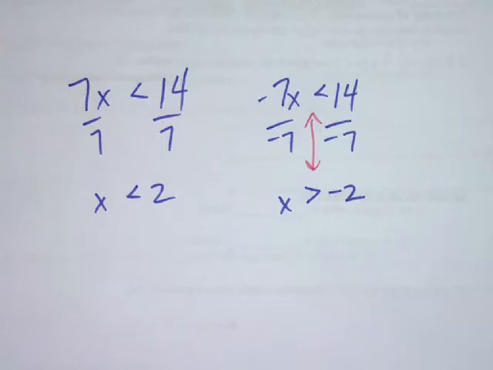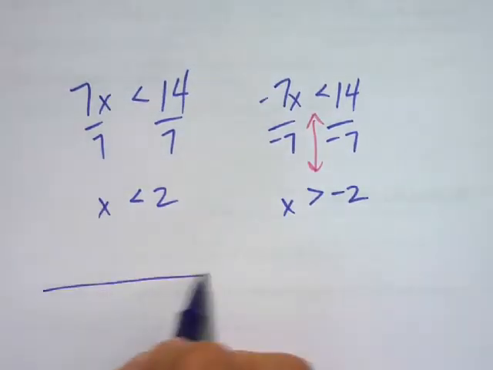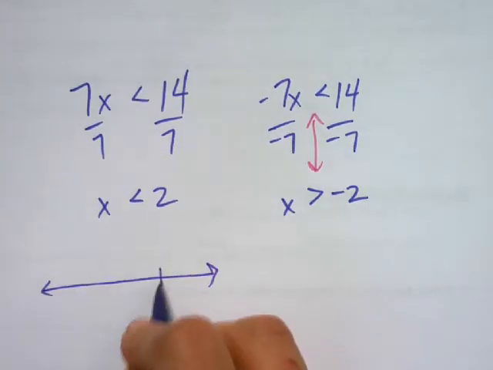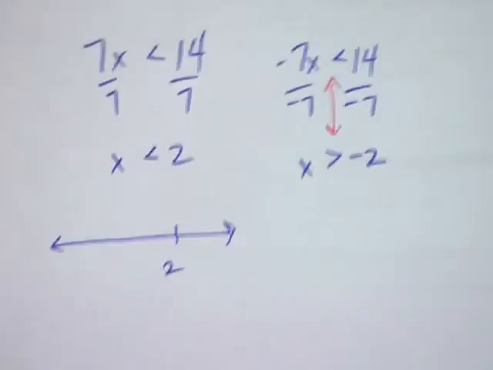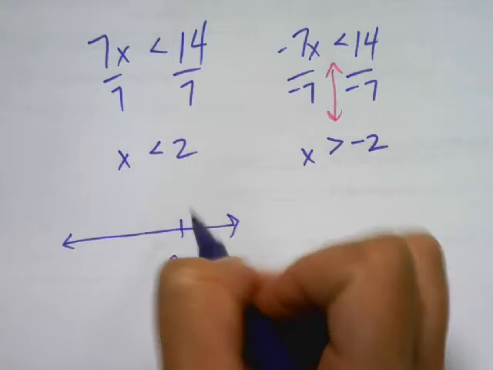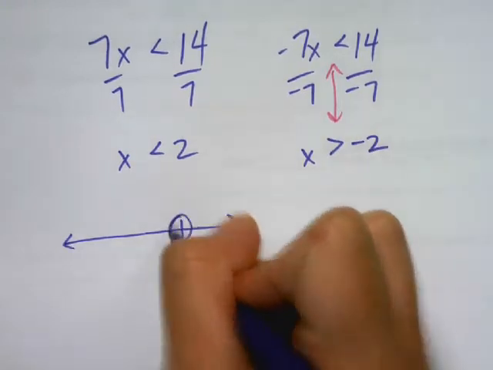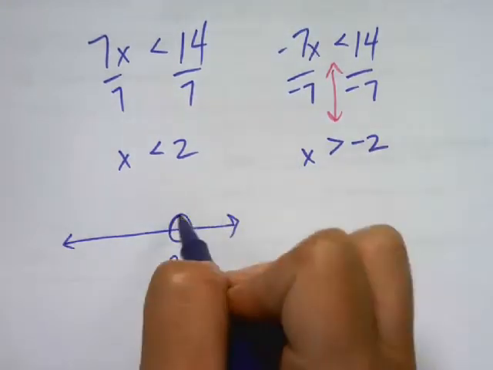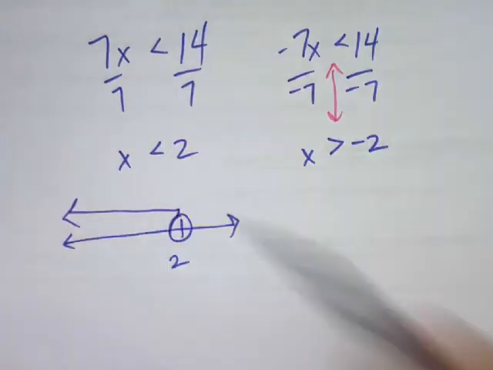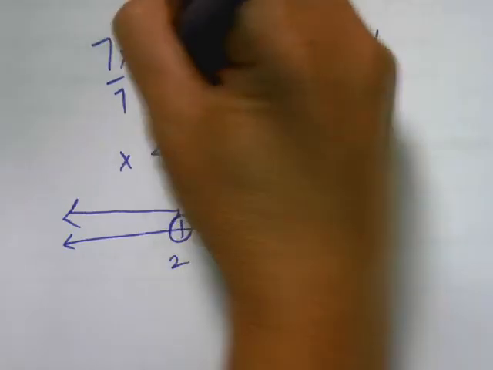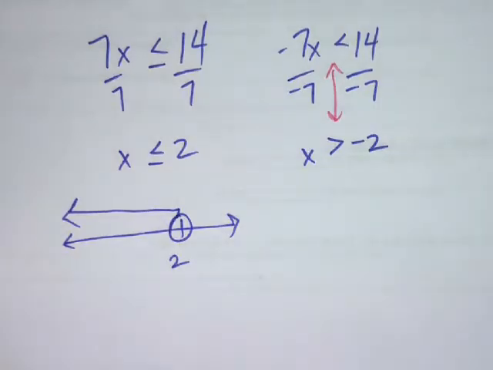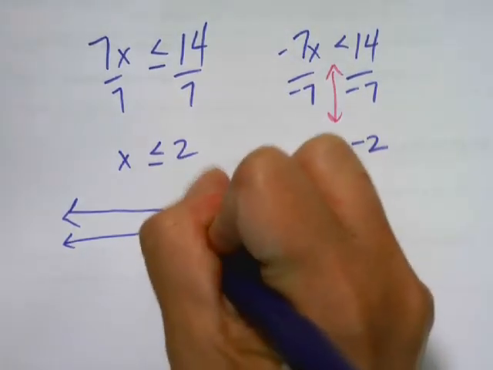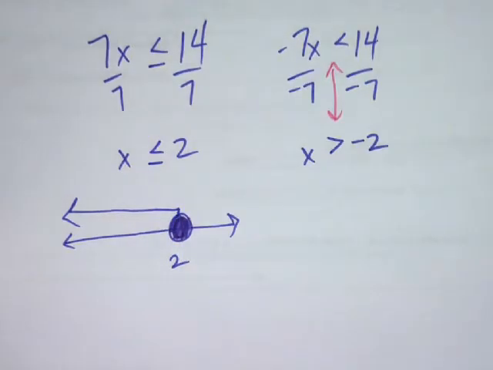Oh, I guess the other thing we could talk about is graphing, right? If I were to graph that guy on a number line, this guy right here would be an open circle, and it would go to the left. I want things that are smaller than 2. If it had the equal sign with it, we'd shade it in because it includes the 2.